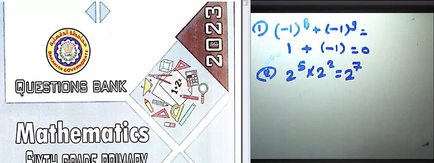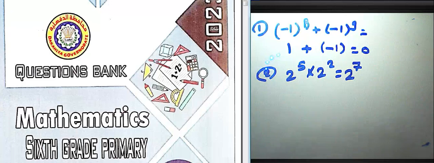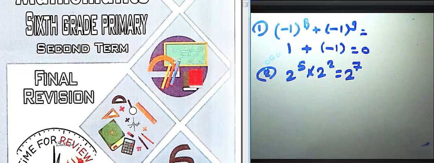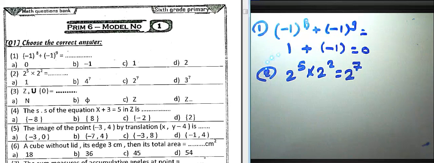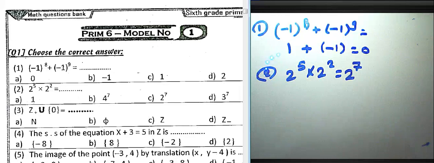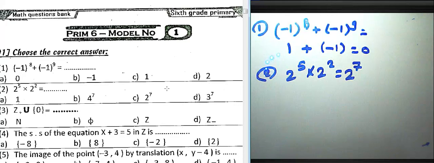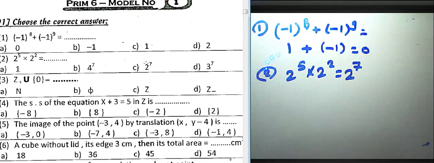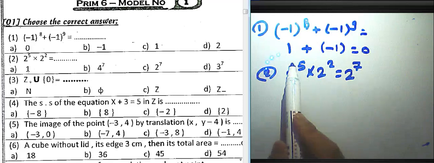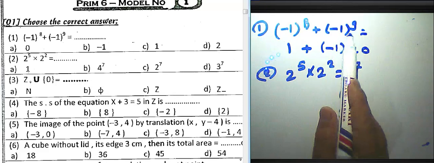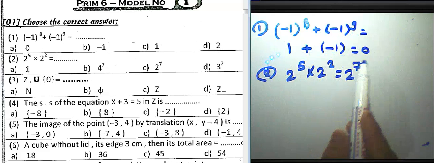Today we'll solve model 1 from the questions bank, Qalyubia Governorate, second term final revision. Question number 1: negative 1 power 8 plus negative 1 power 9 equals what? We know negative 1 power 8 equals 1, plus negative 1, equals 0, because negative 1 power 9 equals negative 1. 1 plus negative 1 equals 0.